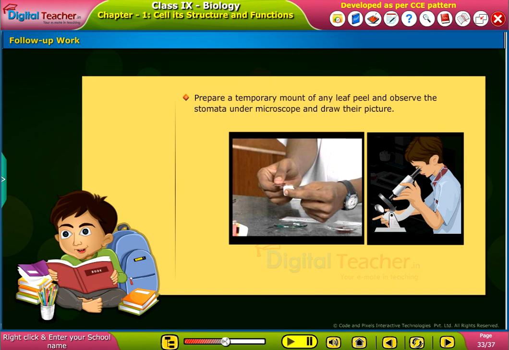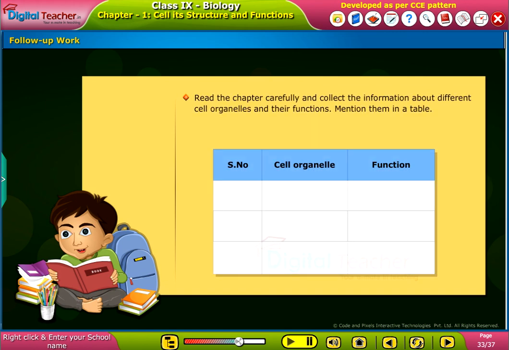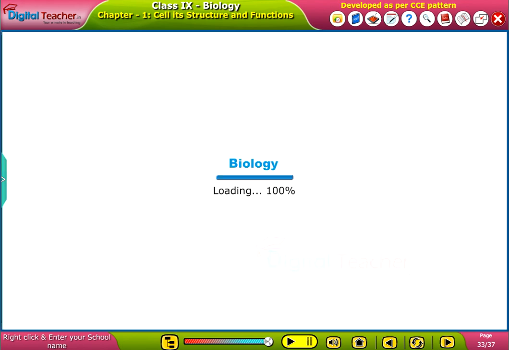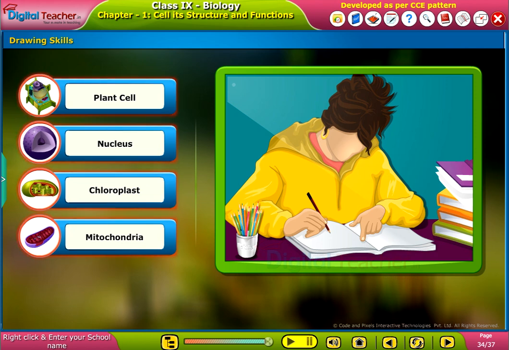Prepare a temporary mount of any leaf peel and observe the stomata under a microscope and draw their picture. Read the chapter carefully and collect the information about different cell organelles and their functions. Mention them in a table. Look at the cartoon of a cell given in the image and find out the functions of these cell organelles. Drawing skills. This section helps you to sketch images in a step-by-step manner. Click each tab to know more.